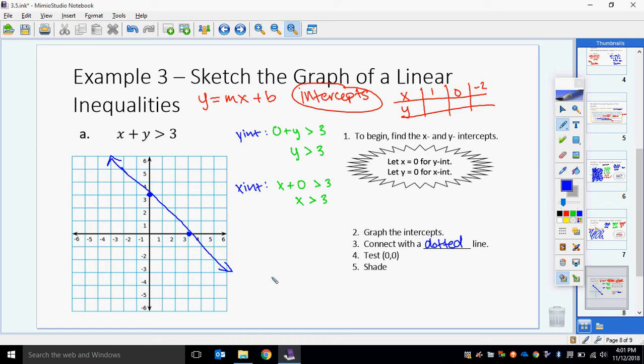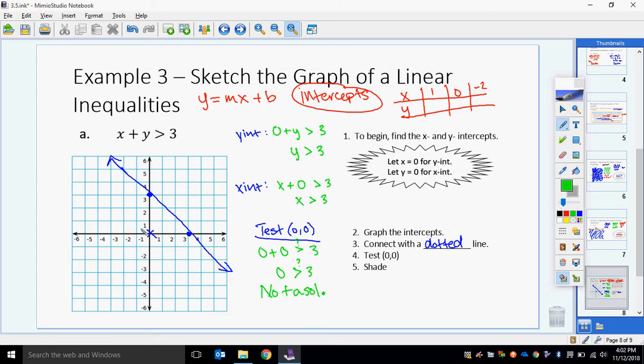And next I need to test a point. So I made sure if solid or dotted. Next I need to test a point in order for me to shade. Because 0, 0 isn't on the line, I'm going to test the point 0, 0. When I plug in 0 for x and 0 for y, I'm checking to see, is 0 greater than 3? And no, it's not a solution, is it? 0 is not greater than 3.